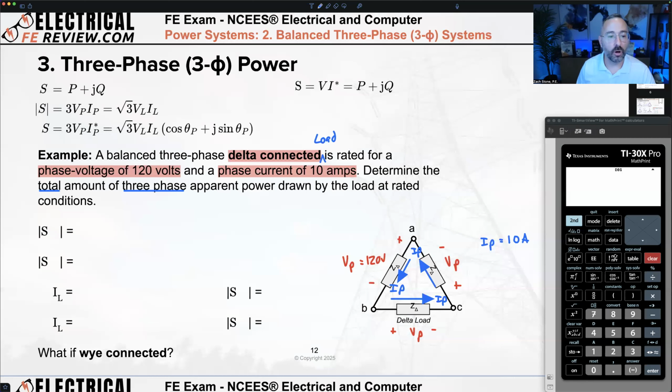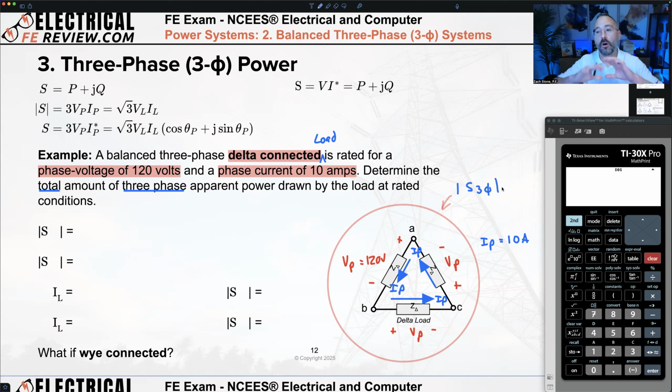All right, determine the amount of three-phase apparent power drawn by the load at rated conditions. So I'm given individual phase values, but I'm looking for the total amount of three-phase apparent power drawn by all three phases. A couple of different ways we can solve for this. First is I'm looking at my three-phase formulas. Remember, these are three-phase formulas, even though they just use magnitude S. It's really magnitude three-phase S.